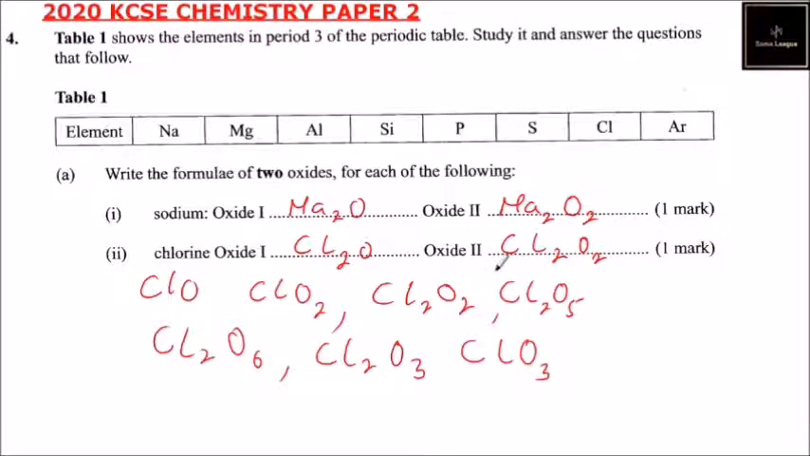Another mark here, that is a half here and a half here. So that's how you answer that question. Those are the oxides of sodium and chlorine.